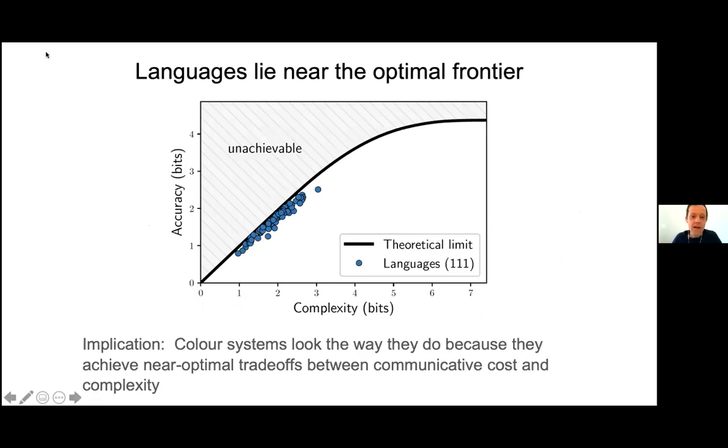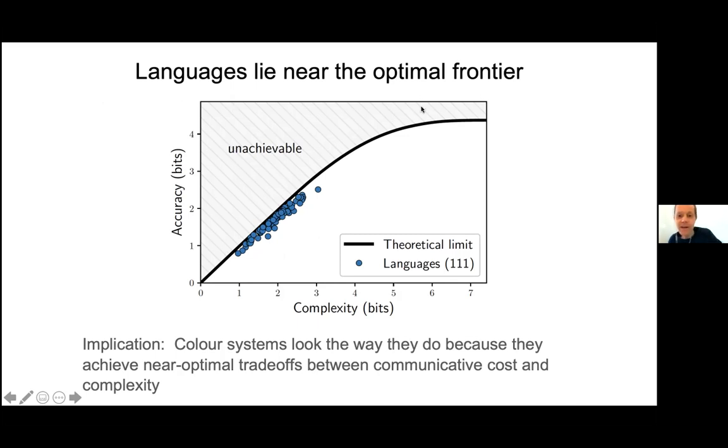Okay, so here is the 2-dimensional plot that I showed you before, and now I've added blue dots showing the 110 languages in the World Color Survey plus English, so 111 in all. And you can see that they're falling along the optimal frontier here. So they're not exactly on the frontier, but they're pretty close. And so the interpretation here, sort of the big take-home story, is that color systems look the way they do because they're achieving near optimal trade-offs between communicative cost and complexity. So this is a functional account of why color naming systems look the way that they do.